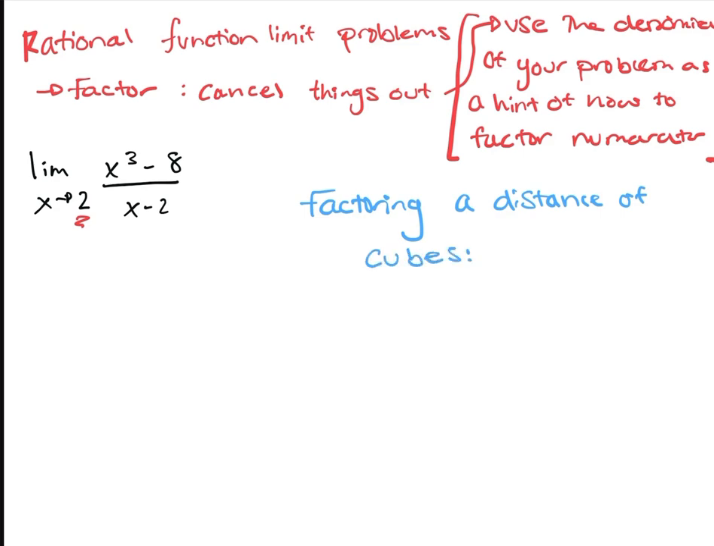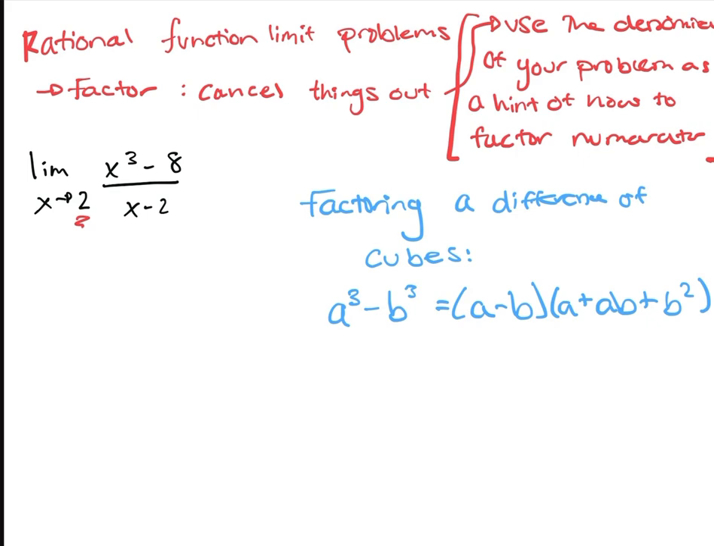So the formula for factoring a difference of cubes is that a cubed minus b cubed is equal to a minus b times a squared plus ab plus b squared.